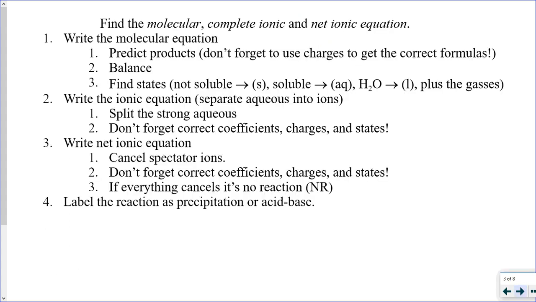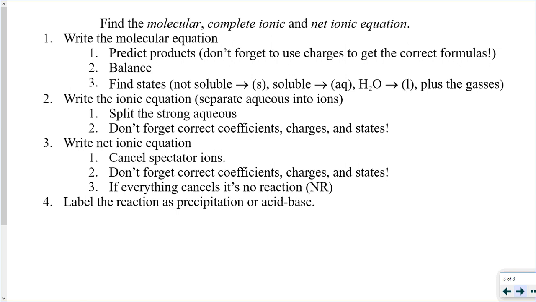Now, if we're going to write net ionic equations, it's really a three-step process. First, we have to get what's called the molecular equation, and that doesn't mean we're talking about molecules, we're talking about things together as a unit in their molecular form. And then from there, we're going to make the complete ionic and then the net ionic equation. And here are the steps for doing those three things.